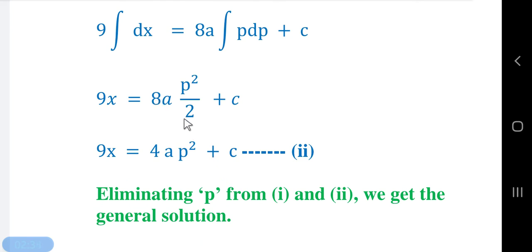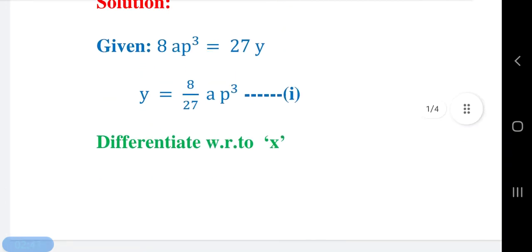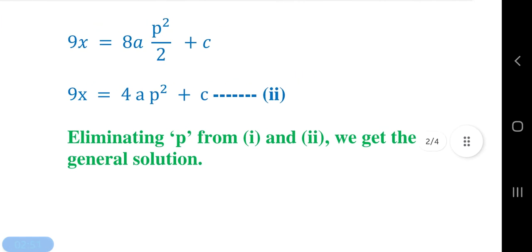cancelling 8 and 2 we will get 4. So 9x is equal to 4a p square plus c. This equation still has p, and the first equation has p already. So eliminating p from the given equation 1 and obtained equation 2, we get the general solution. We can stop here. So we can write eliminating p from 1 and 2. This is the way we get the solution.